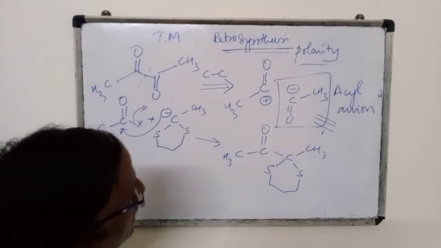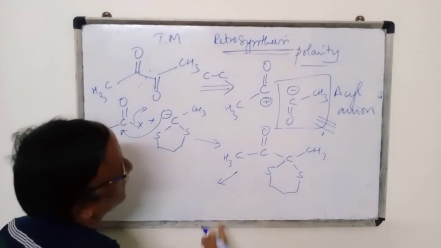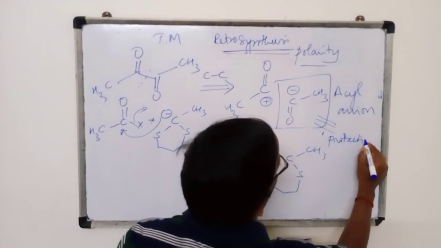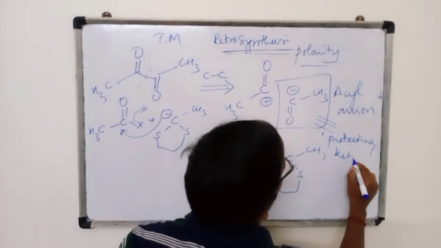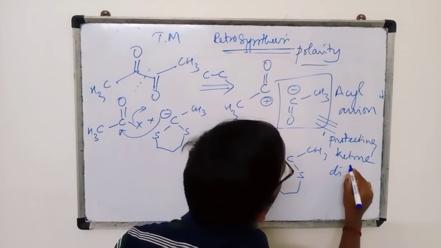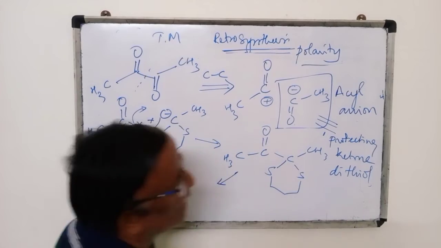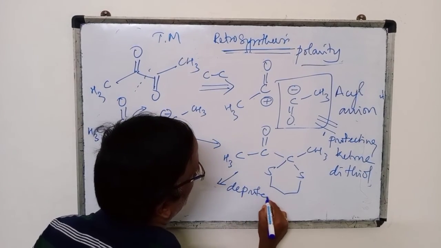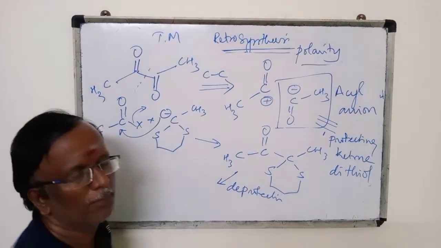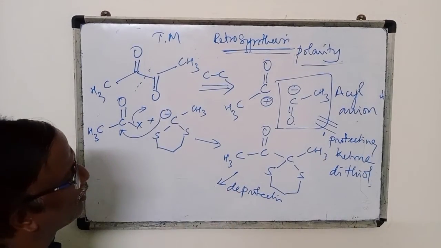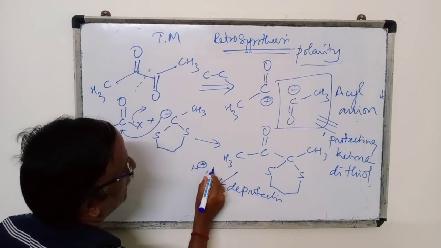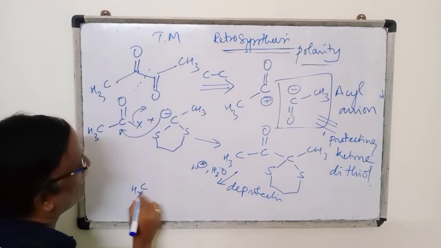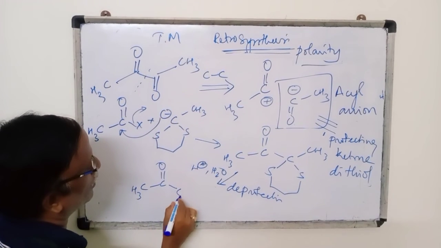My target molecule is having a keto group. So what I need to do, whatever I protected, see this is nothing but a protected keto group. I protected it using a dithiol. Now I need to do the deprotection. What is the deprotection? I must remove these 2 sulfur atoms. These 2 sulfur atoms can be easily removed by a simple acid catalyzed reaction. Once I remove that, I will be getting back my keto group here.